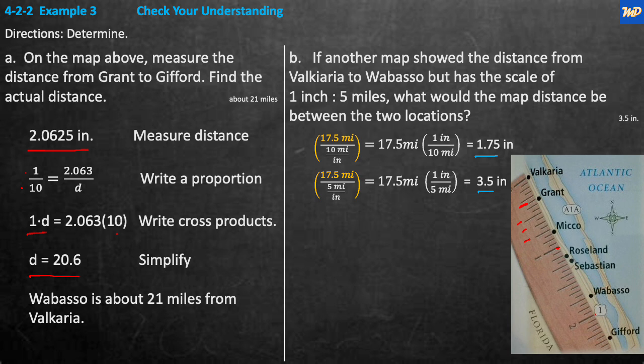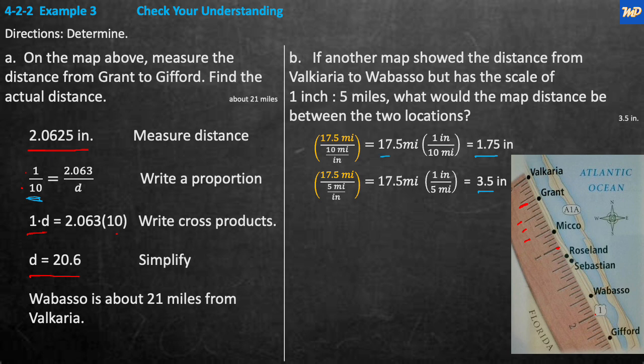So what we're going to do is write 17 and a half miles is to 10 miles per inch, right? We know that's what the original was. 10 miles per inch right there. So 17 and a half miles is to 10 miles per inch, as 17 and a half miles is to 5 miles per inch. Okay, that's the difference. And when you solve this, we're going to multiply by the inverse to get rid of this denominator.